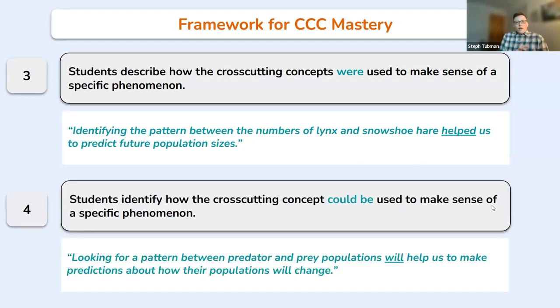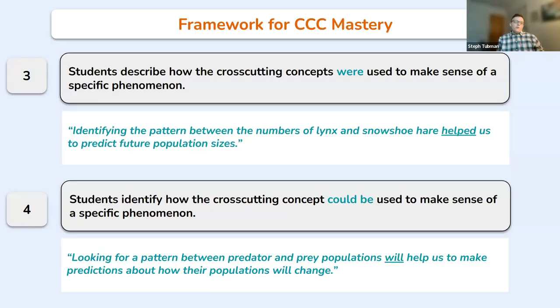And then we're kind of going to shift it from a reflection backward in stage 3 to in stage 4, a reflection forward. So students will be able to identify how the cross-cutting concept could be used. For example, if the teacher prompted them, let's say we've looked at lynx and snowshoe, we're looking at another predator-prey graph. The teacher could say, how could patterns be helpful to us? And the students would be able to say, looking for a pattern between predator and prey will help us to make predictions about how their populations will change.